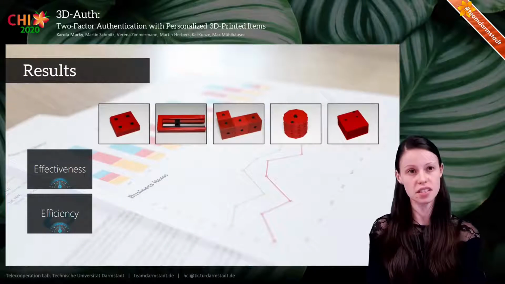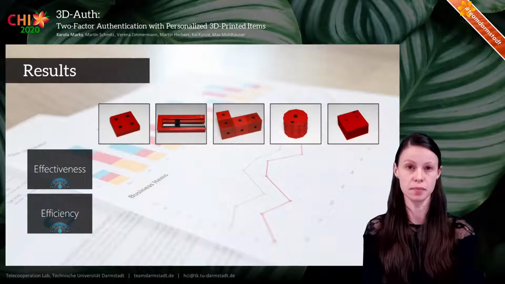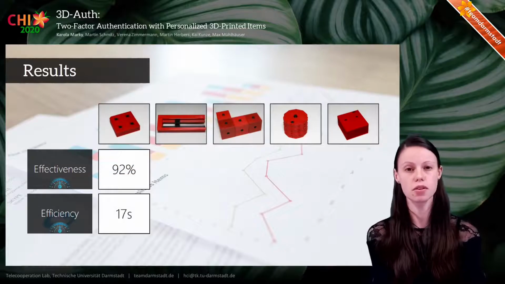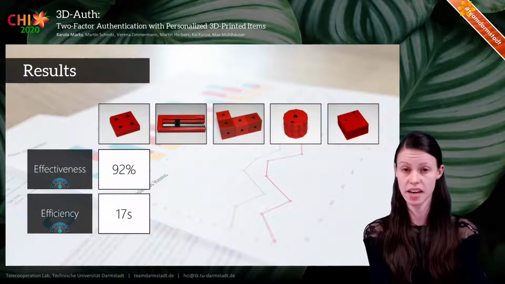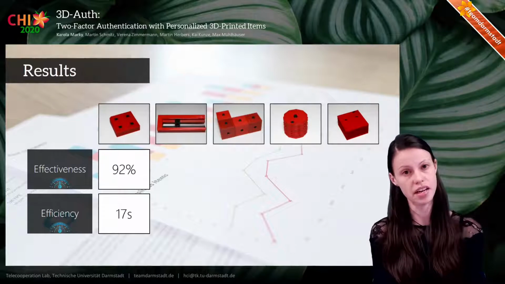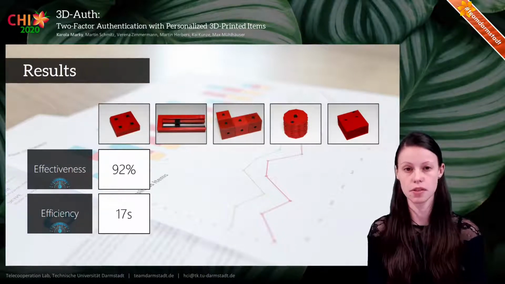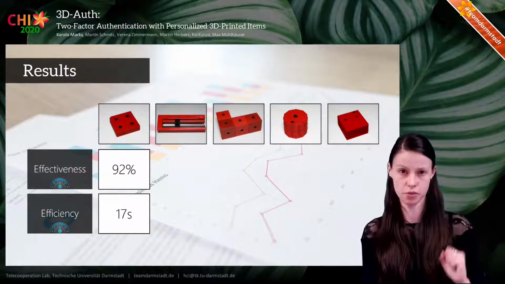First of all, in terms of effectiveness and efficiency. Considering the touch item, 92% of all participants were able to correctly interact with it instantly, and that took on average 17 seconds. The main reason for not interacting with it correctly was basically placing it upside down.